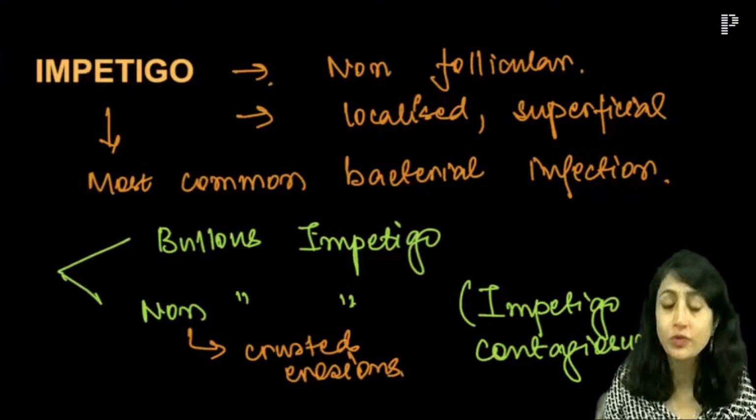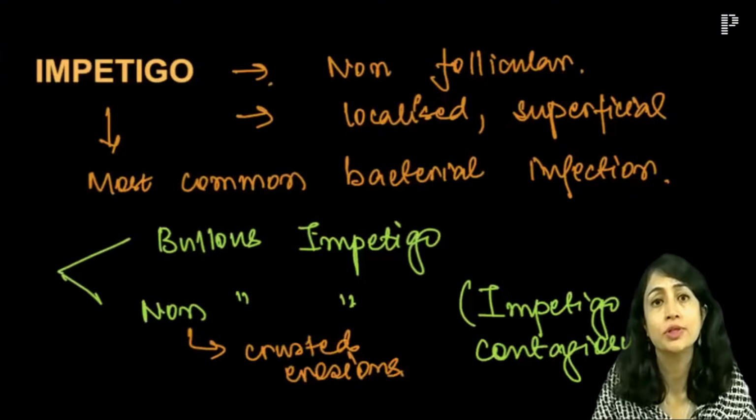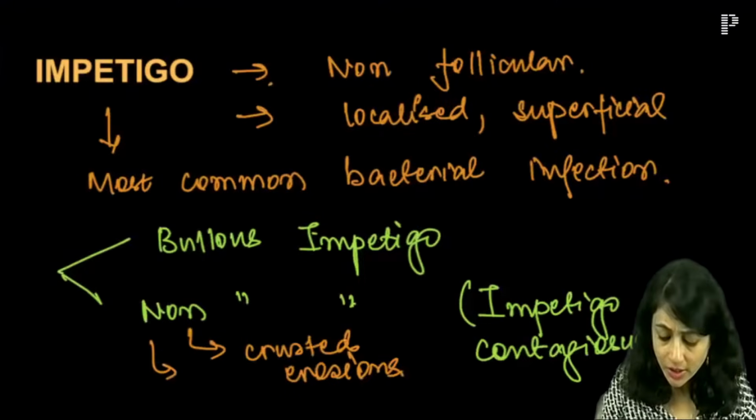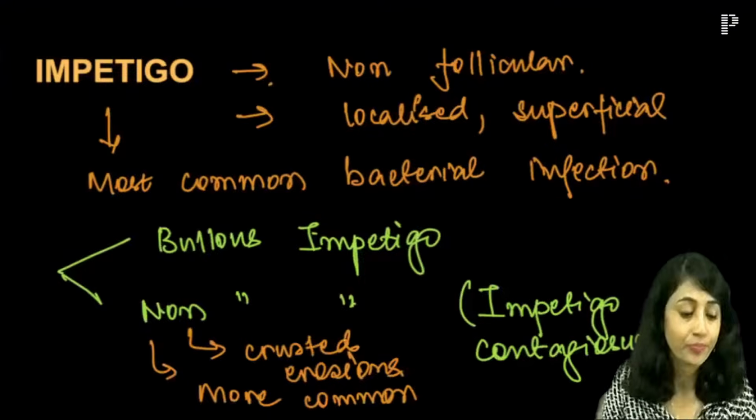Clear? Both of them may start with bulla. With bullous impetigo, you predominantly see bulla. In non-bullous impetigo, the bulla ruptures to form crusted erosions. Also, this is the more common type of impetigo that you see. Clear?